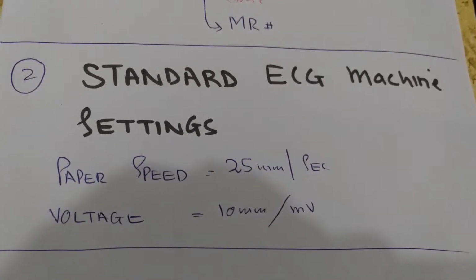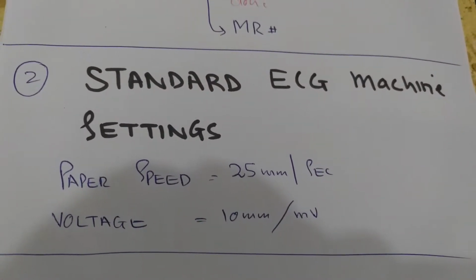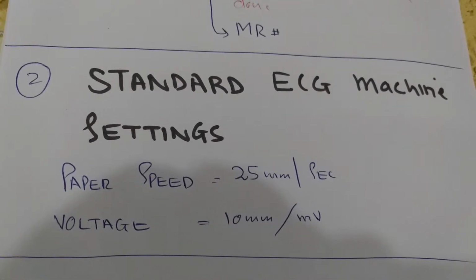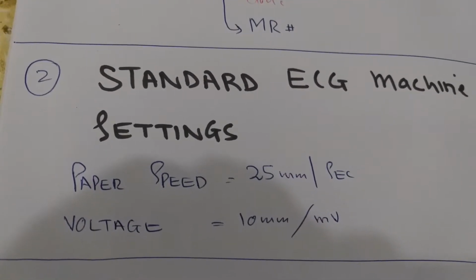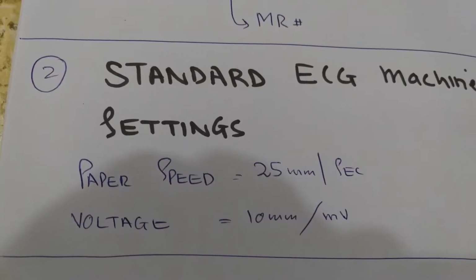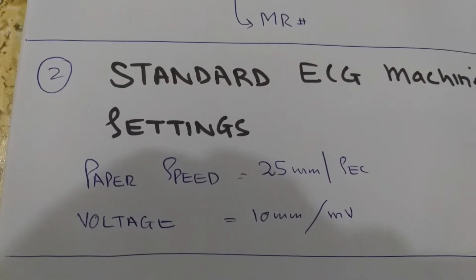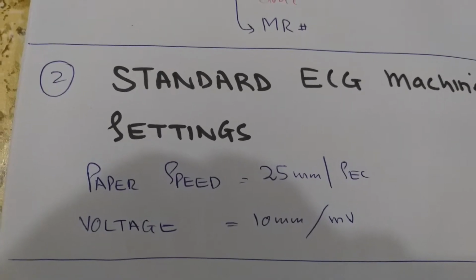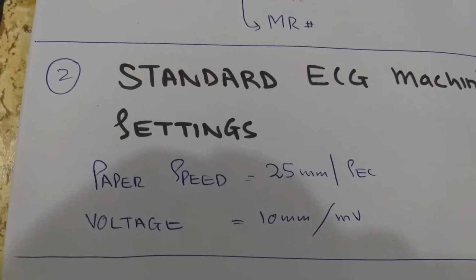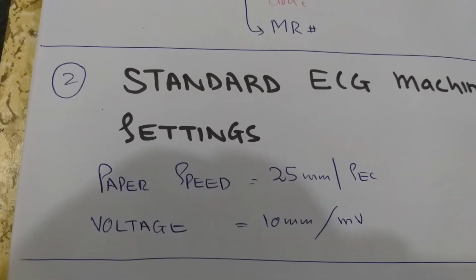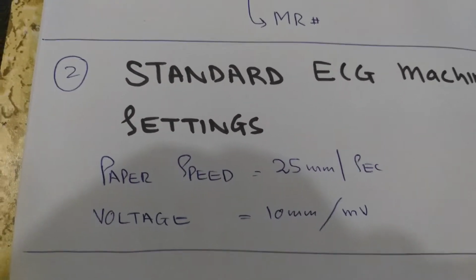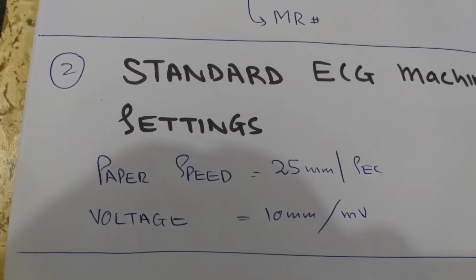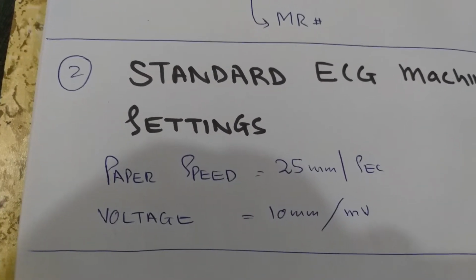There are two things to look at from the point of view of the standard settings of the ECG machine. One is the paper speed, which is 25 millimeter per second. There are options of 12.5 millimeter per second and another option of 50 millimeter per second, but the standard paper speed of the ECG machine should be 25 millimeter per second.